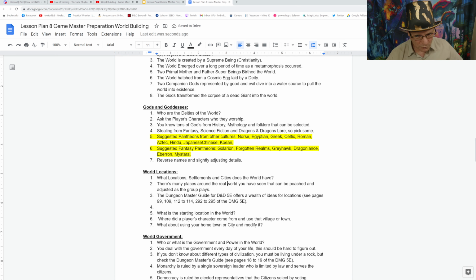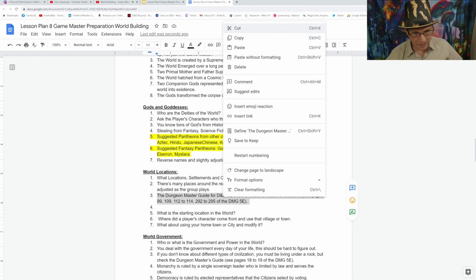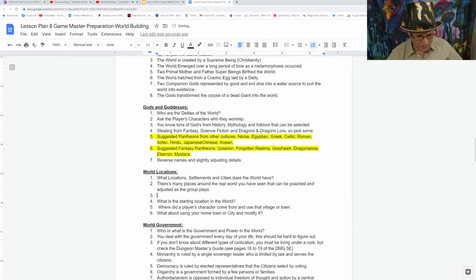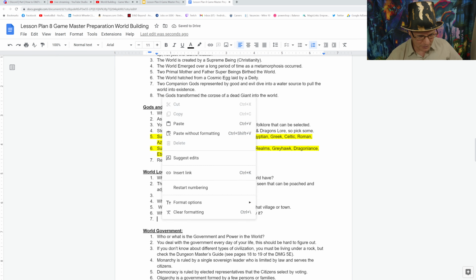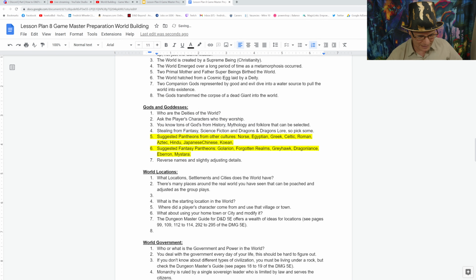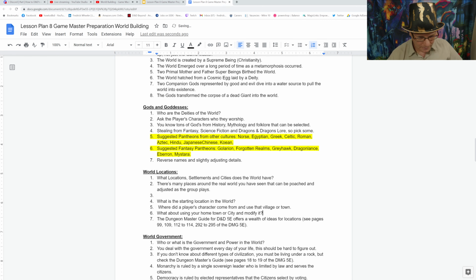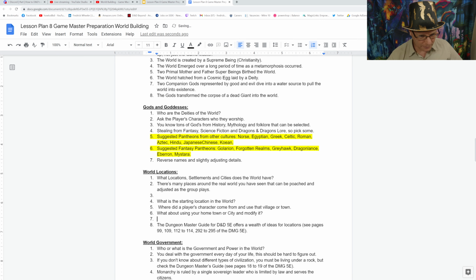There's many places around the world, the real world, that you have seen that can be poached and adjusted as the group plays. Yes, you can. This book does offer some stuff. I'm going to cut this. I'm not going to dump it. I'm not going to get so silly as I got a little bit out of whack. It's supposed to be tools, right? But I need to add in some other stuff, so I will. And I'm going to put it in here.